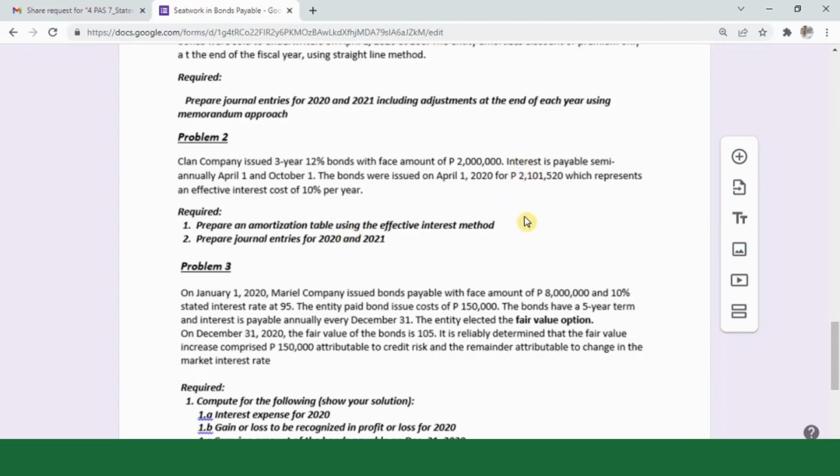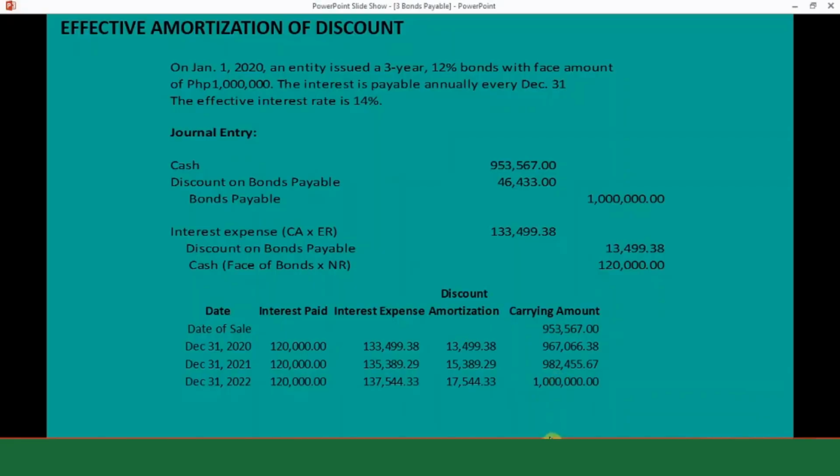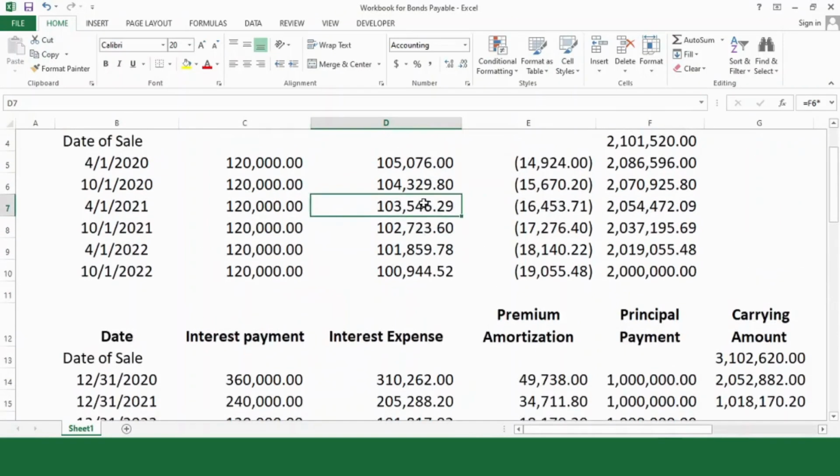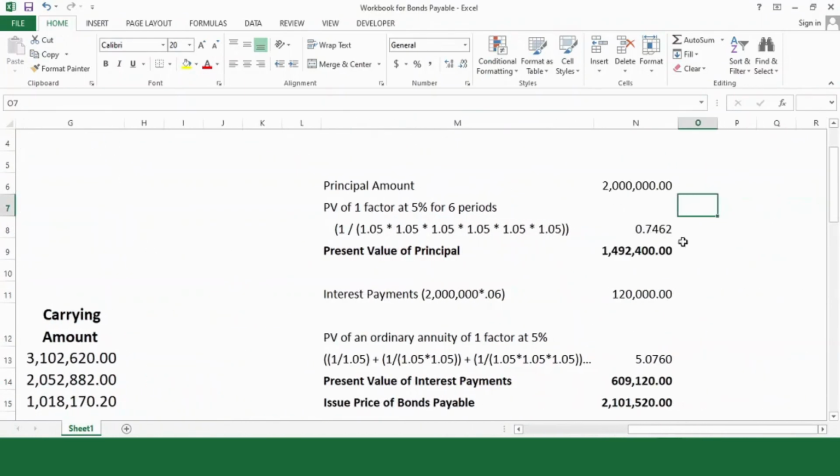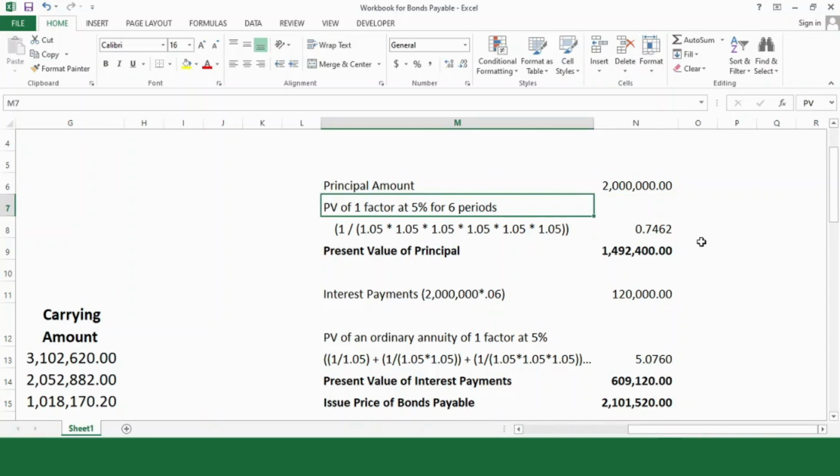Okay tayo dyan. Pero what if kung hindi binigay? Paano ko kukumpitin yun? Let's show it. First, we need to get the present value of the principal amount. We have the principal amount, the face amount of the bonds, 2 million. Then the present value of 1 factor at 5%, take note, for 6 periods. Kasi nga 3 years, then semi-annual, kaya 6 periods.